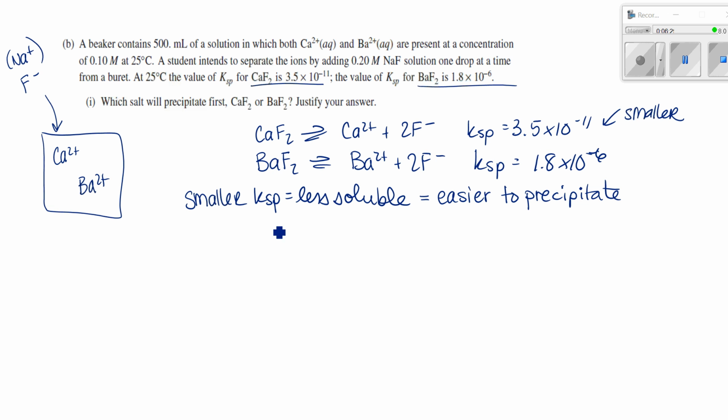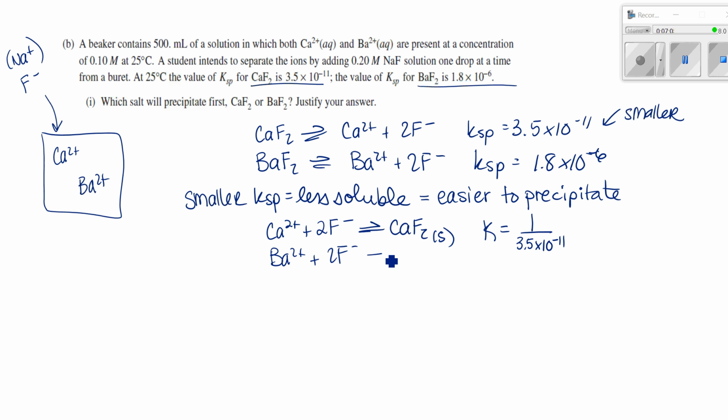Let's take these reactions and flip them around. So if I were to reverse this reaction and say calcium ions plus fluoride ions makes calcium fluoride, this is going to look like a precipitation reaction like we did back in Unit 4, I think it was. And if you remember our rules about the value of K, when we reverse a reaction, we take the inverse of the K value. So the K value of the reverse reaction is going to be 1 over 10 to the negative 11. And if I look at my barium one, I'll write that out real quick, the K value for this reaction is going to be 1 over 1.8 times 10 to the negative 6.